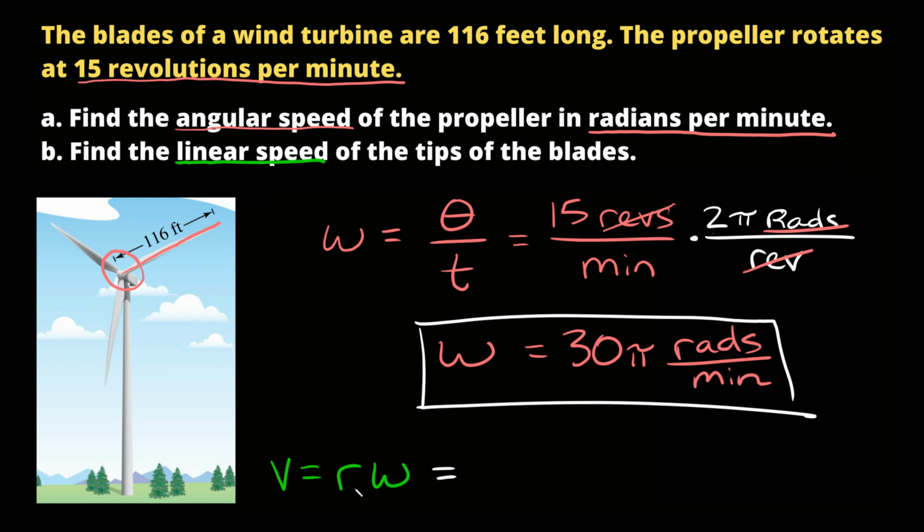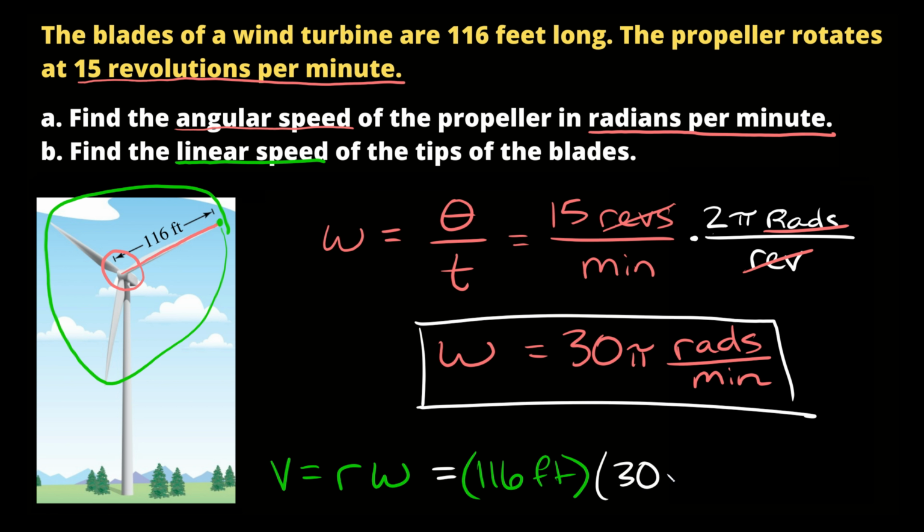So then here, this is going to be equal to, well, r in this case stands for the radius. So what is the radius? Well, it's going to be 116 feet, because if we're talking about the tip of this blade, that would be the point right there at the very end of the blade. And then we basically just go in a big circle like that. So the radius again is going to be 116 feet. And then we're going to multiply that by omega, which is 30 pi radians per minute.